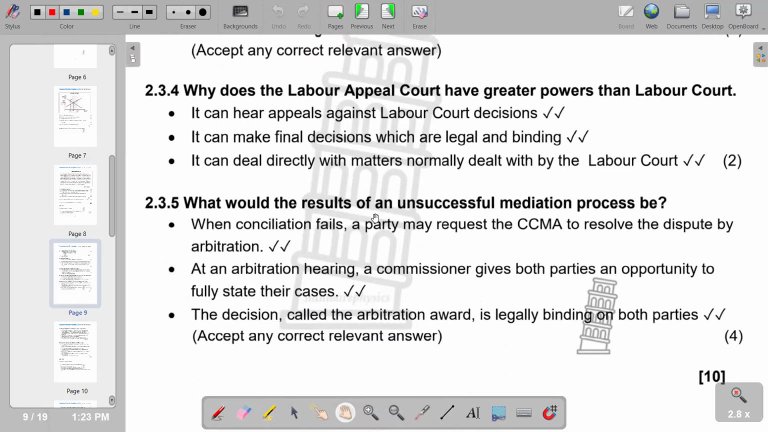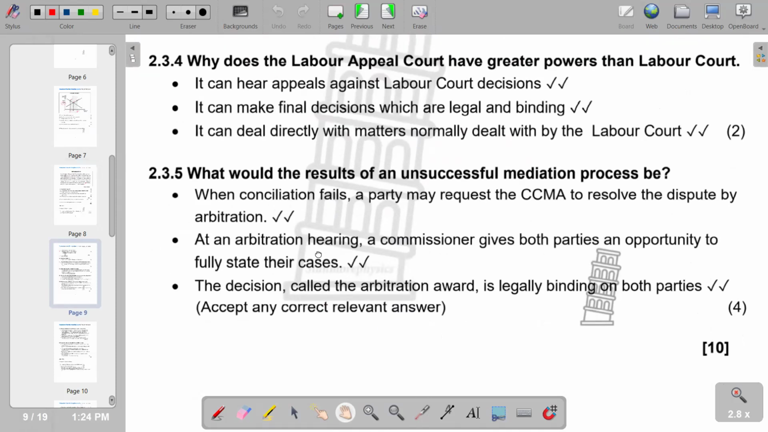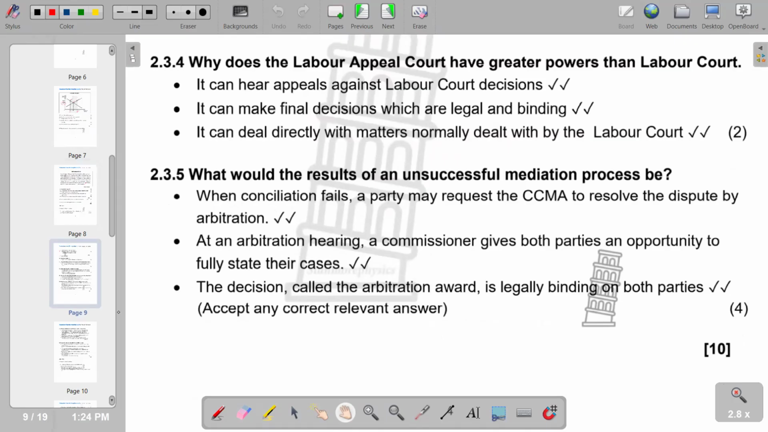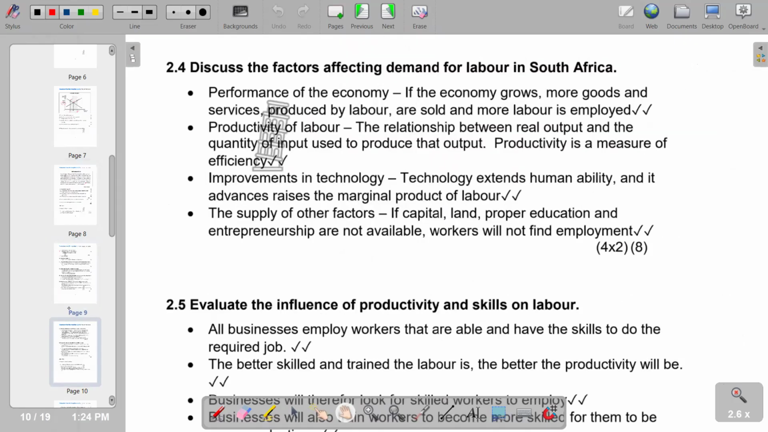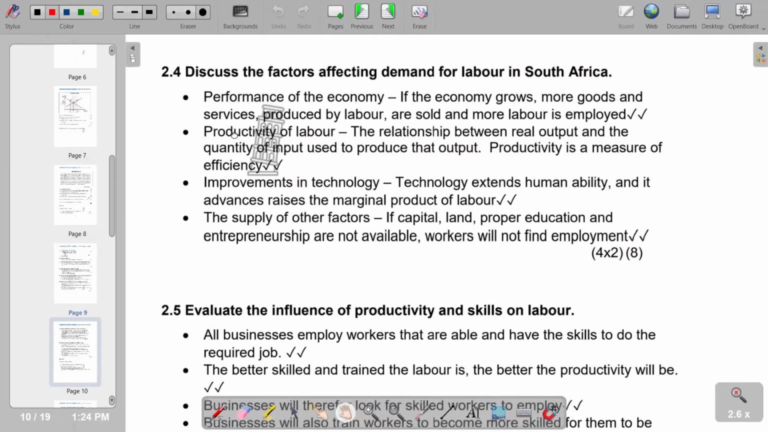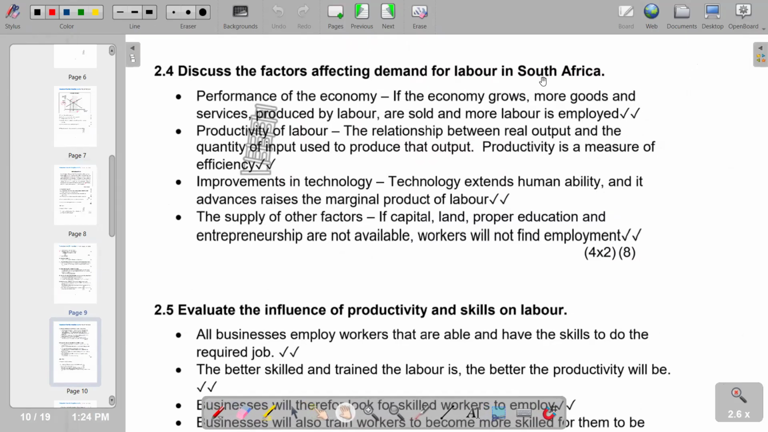What would the results of an unsuccessful mediation process be? When conciliation fails, a party may request the CCMA to solve the dispute by arbitration. At an arbitration hearing, a commissioner gives both parties an opportunity to fully state their cases. So this is the last part that we have in terms of 2.3.5. Then on the next point, 2.4, discuss the factors affecting demand for labor in South Africa.